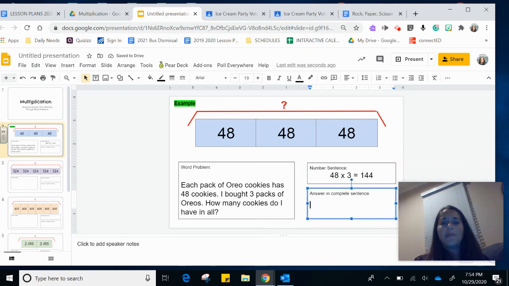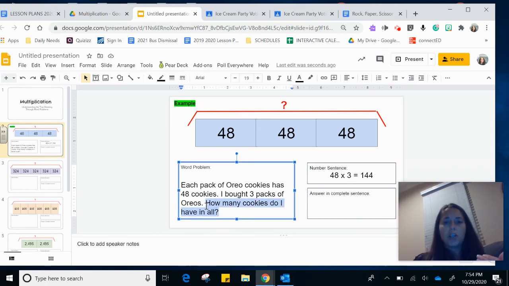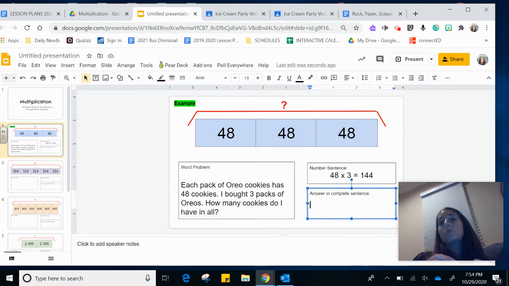My final step is to go back to the question. And we're going to go ahead and answer this question in a complete sentence using what I call QPA. The question is part of the answer. So if it says, how many cookies do I have in all? I'm going to use some of those words in my answer. I'm going to say, in all, I have 144 cookies, period.